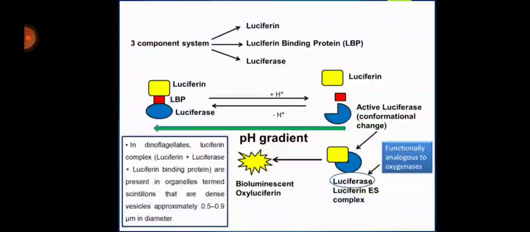But as proton concentration increases and there is a decrease in the pH, luciferin, oxyluciferin and LBP dissociate from each other, and luciferin binds to luciferase and gets converted to oxyluciferin with the emission of a beautiful bluish green light. Now this light emission is basically the process of bioluminescence.